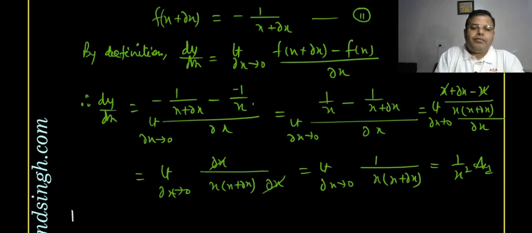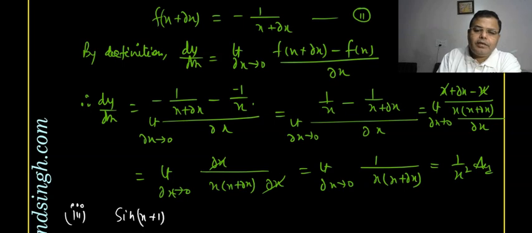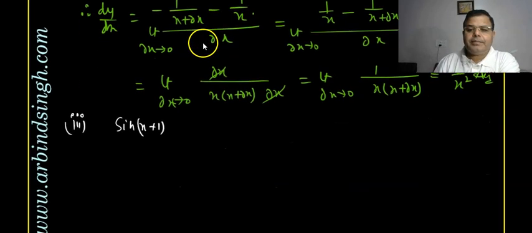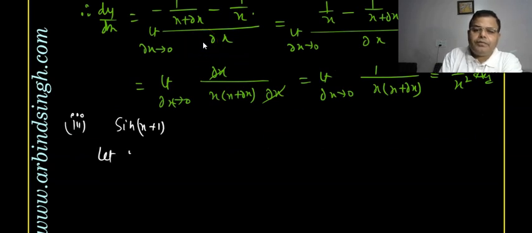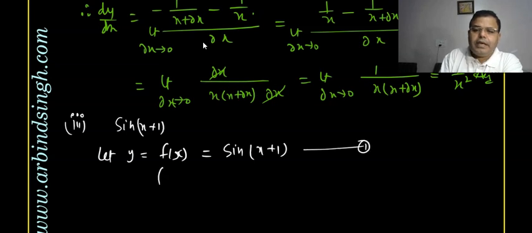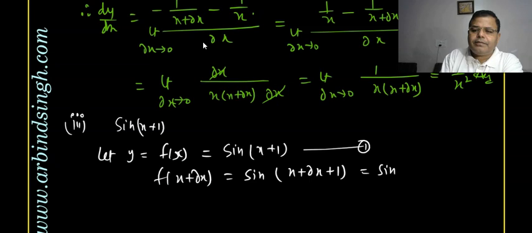Now question number 4, third part. The third part is given that sine x plus 1. So let y is equal to fx, and fx is sine x plus 1. Fx plus delta x is equal to sine x plus delta x plus 1. That can also be written as sine x plus 1 plus delta x, isn't it?